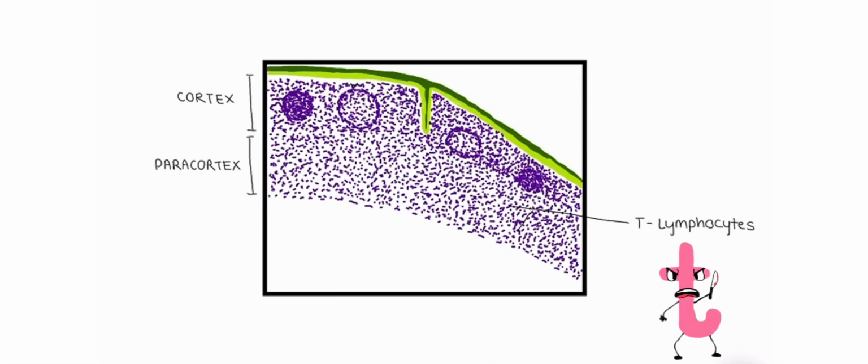It also contains high endothelial venules, which are modified vessels responsible for bringing B and T lymphocytes to the lymph node from the blood.